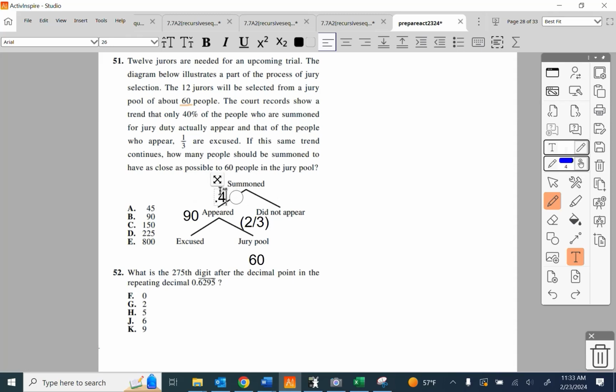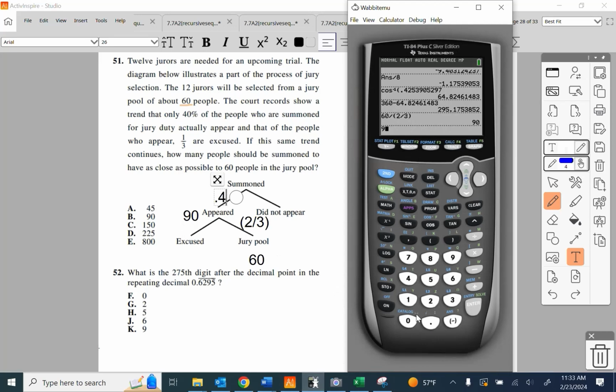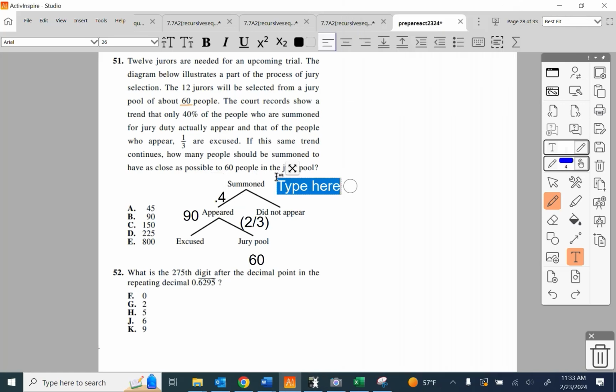Some number times 0.4 is 90. Therefore, 90 divided by 0.4 must be that number. We could write out the algebra if we wanted to, but that's how it works. I have to summon 225 people. And I probably made that more complicated.